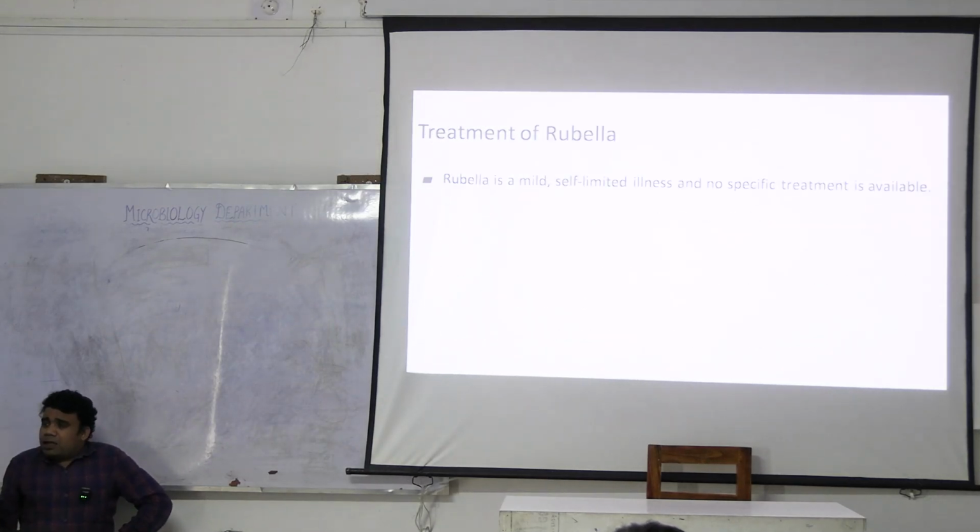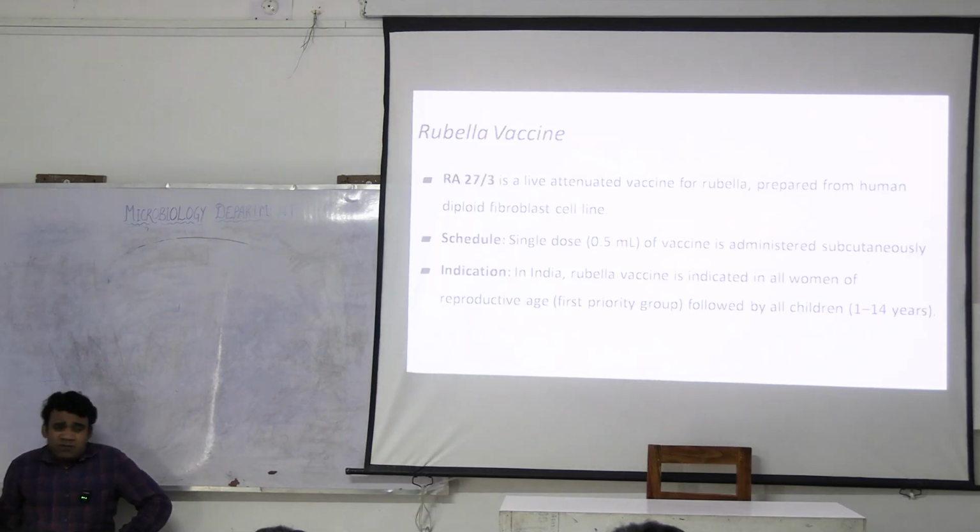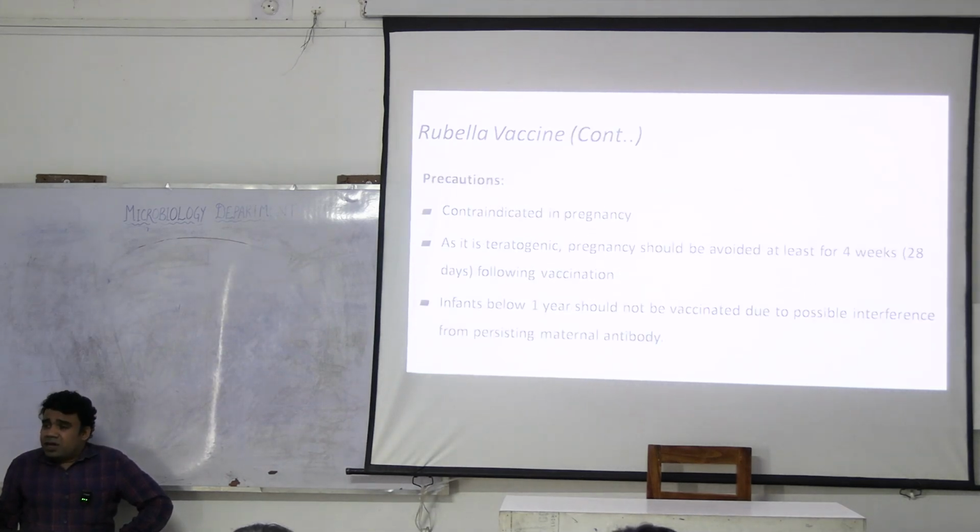Okay. Now, treatment of rubella: obviously there is no specific treatment. Most of the time, symptomatic treatment is given. The vaccine that is given is the RA27/3 vaccine, and again it is given along with the measles vaccine.